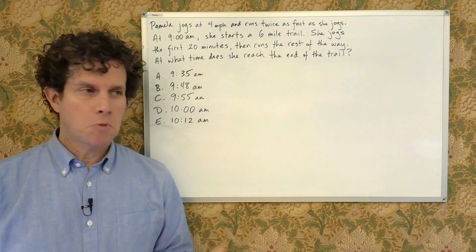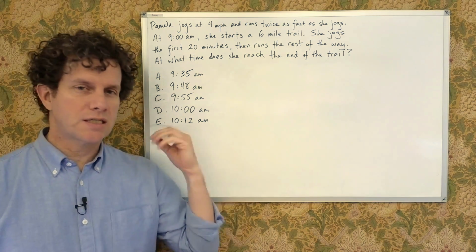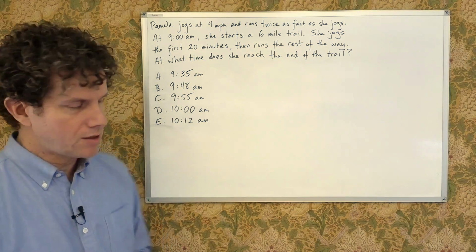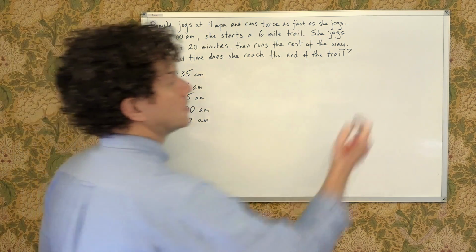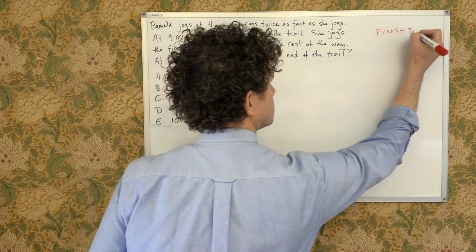I read this question once. Okay, she's running a set distance at 2 different speeds. I read it a second time. What specific numbers are we talking about? What are the speeds, the distance? Got all of that. I want to stop and see what it is I'm being asked for. And we are looking for her finish time.